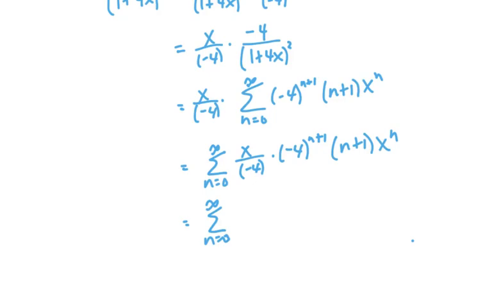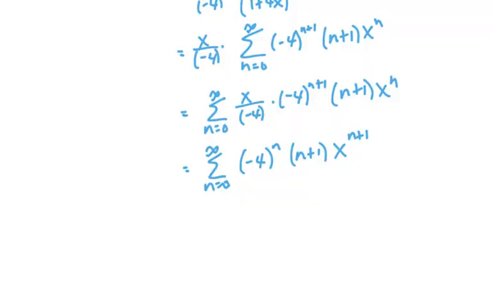Now we have these negative 4s. We have negative 4 to the n plus 1 over negative 4, so that just gives us negative 4 to the n. We have n plus 1 here, and x times x to the n is x to the n plus 1. At this point, let's write it one more time. The sum from n equals 0 to infinity. Let's pull out the negative 1 to the n, 4 to the n, n plus 1, x to the n plus 1. So that's our power series.